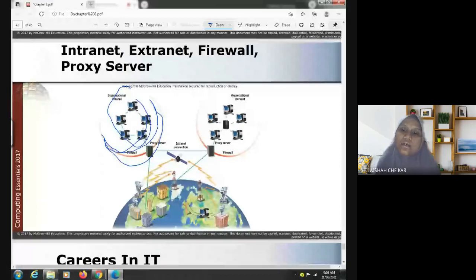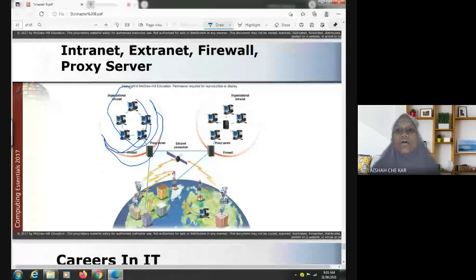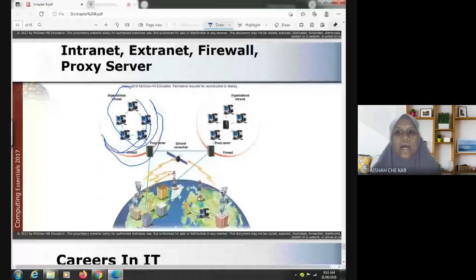Okay? So tu ada untuk sekat daripada hackers, scammers and so on lah. So each organization have their own firewall. Okay? To protect their organization data and so on lah. Okay, itu fungsi firewall.